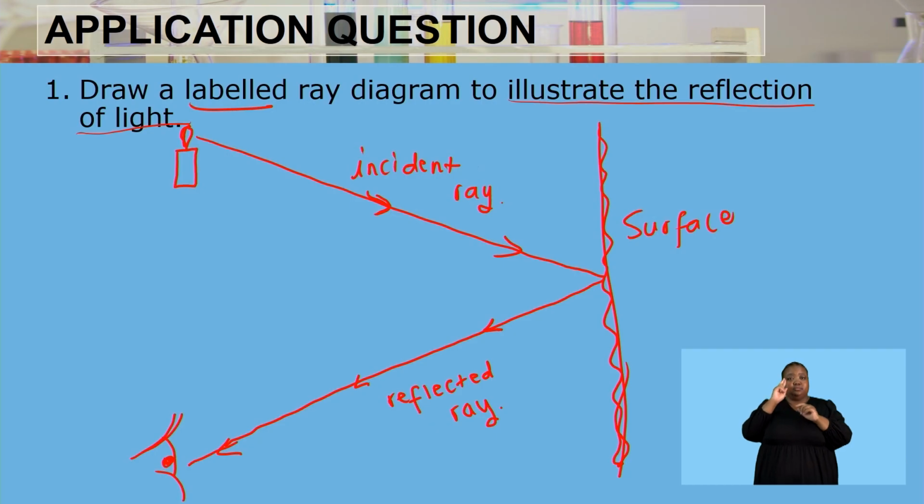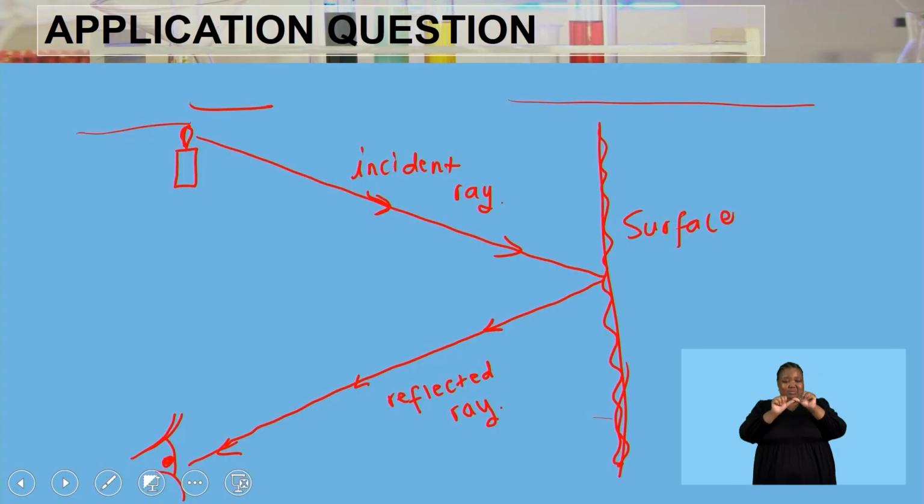Then remember that in between the incident ray and the reflected ray, there needs to be an imaginary line that helps us to measure the two angles that you're also going to be talking about on this ray diagram. That line is called your normal. It's drawn using dotted lines, and remember, it makes an angle of 90 degrees with the surface. So this line helps us to measure the two angles.